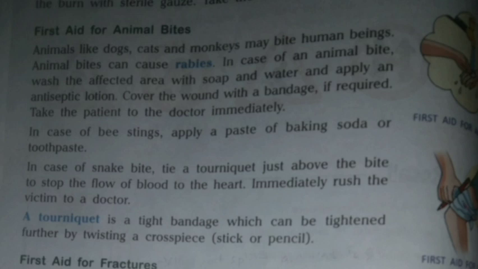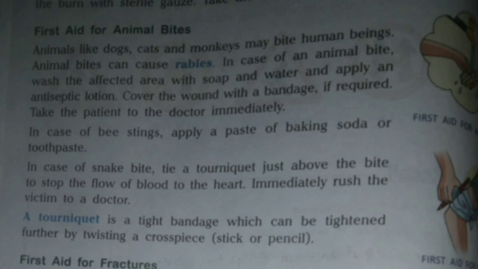In case of an animal bite, wash the affected area with soap and water and apply an antiseptic lotion. Cover the wound with a bandage if required and take the patient to the doctor immediately. In case of bee stings, apply a paste of baking soda or toothpaste so that the pain lessens.